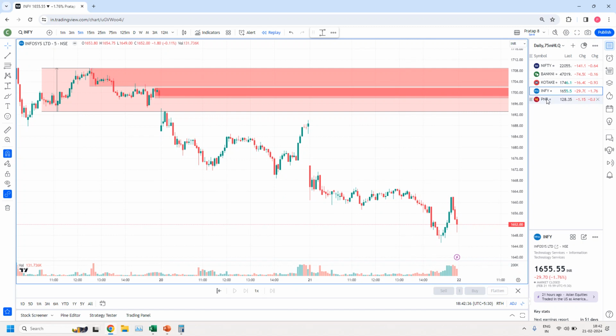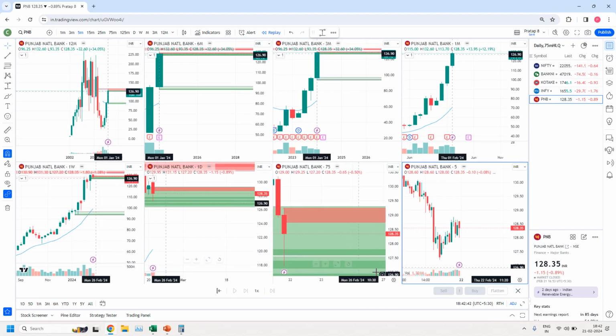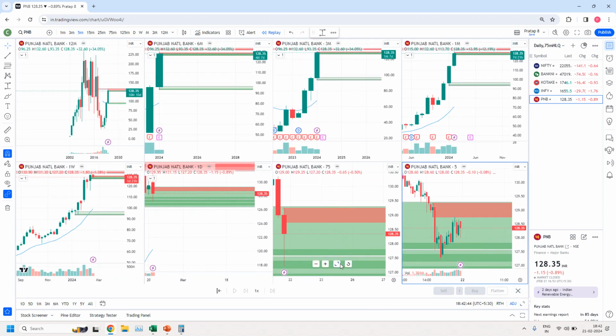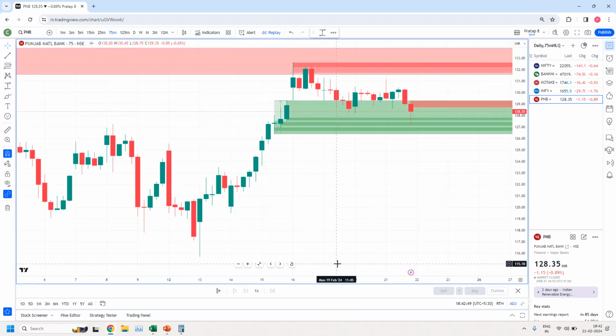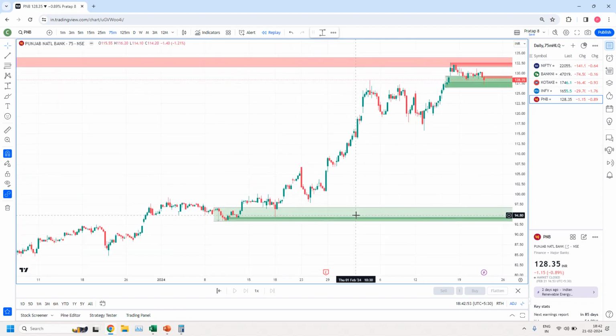And PNB. It was near supply zone yesterday. This is a 75 minute zone. But we got trade in demand zone. How? Because both these zones are high liquidity zones. That is what I told you earlier also. When both demand and supply zones are high liquidity zones, in one of these zones you will get a trade many times.